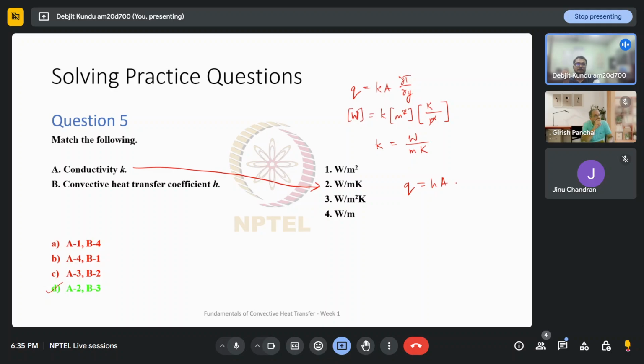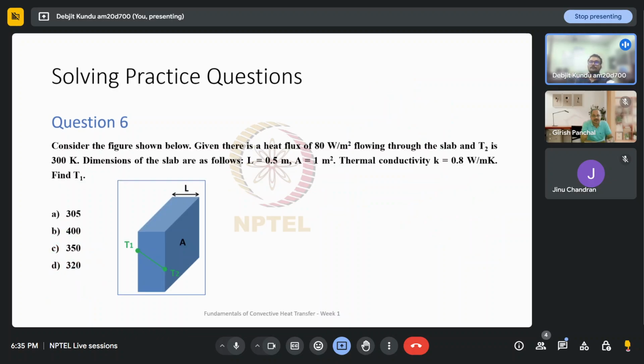Once again, we'll follow the same procedure. H m squared. This is K. So simply H equal to watt per meter square Kelvin. So option B should be 3. So A2, B3. Option D is the correct. Any questions on this? So hopefully not. We'll move along.